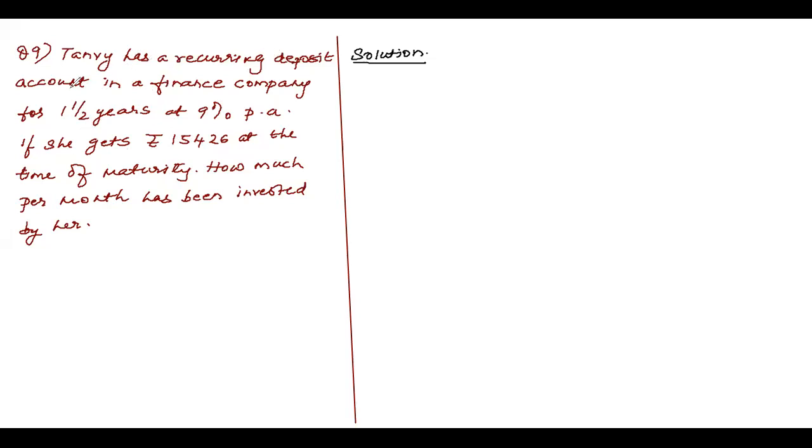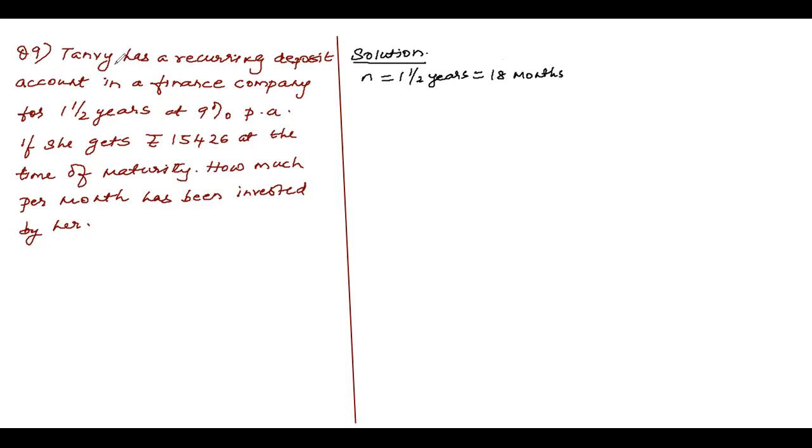Tanvi has a recurring deposit account in a finance company for 1.5 years. Got it? That means what is given, children? N is 1.5 years, okay? But I told you, children, in recurring deposit accounts, we always take the months. So 1.5 years amounts to 12 plus 6, 18 months. 1 year is 12 months, another half year is 6 months. So 12 plus 6, 18 months. Are you getting me here?